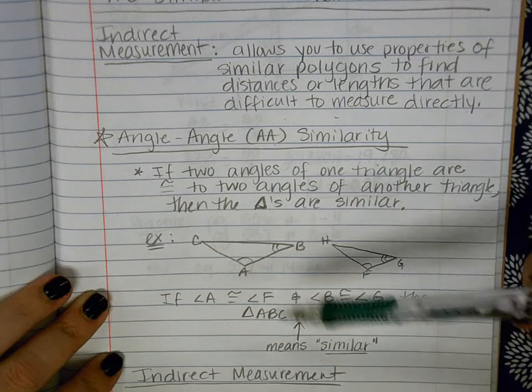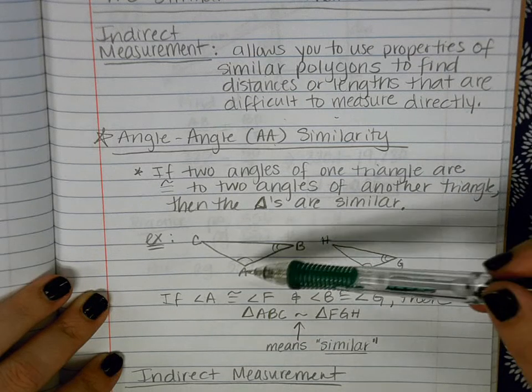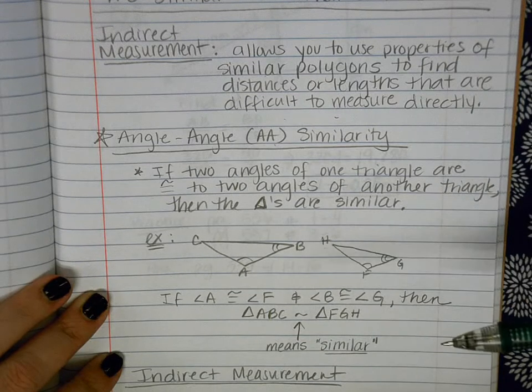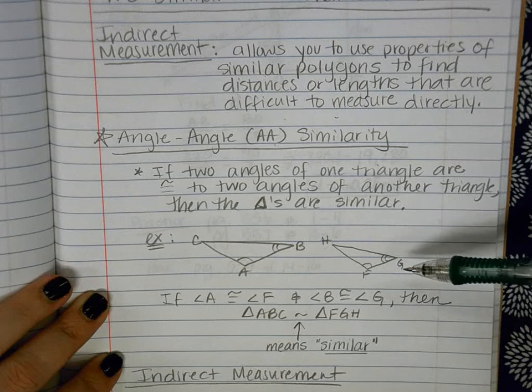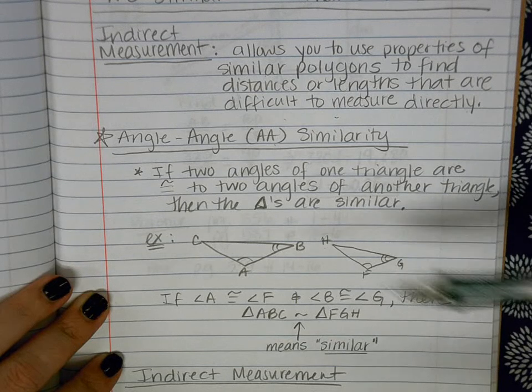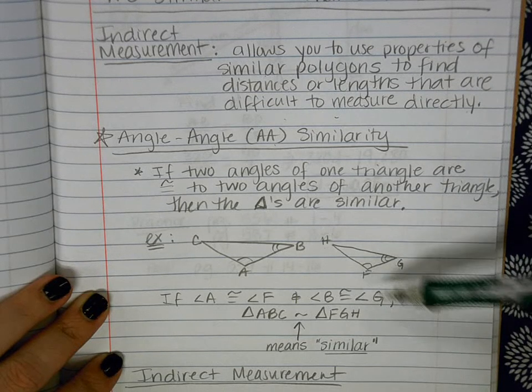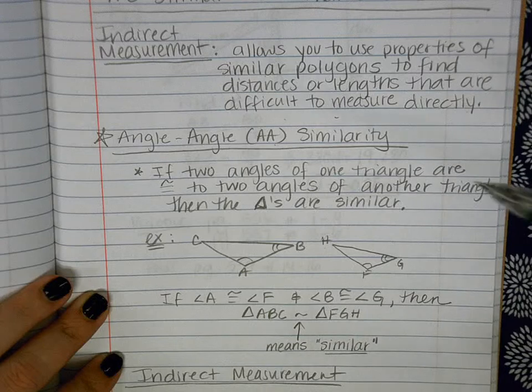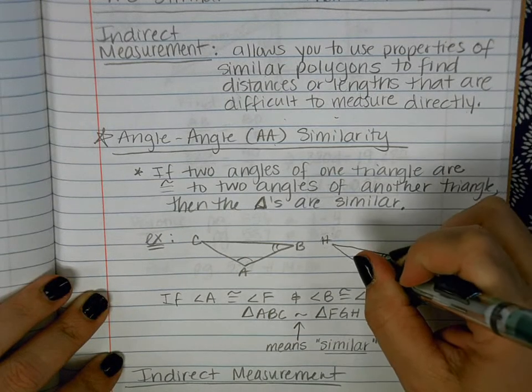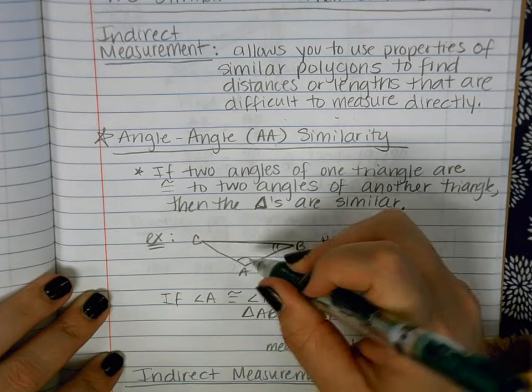So basically in these two triangles, we have A, B, C, and we have F, G, H, I guess. We'll go alphabetically. And remember these little arc signs? That represents congruence.